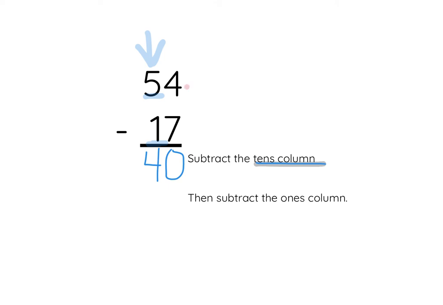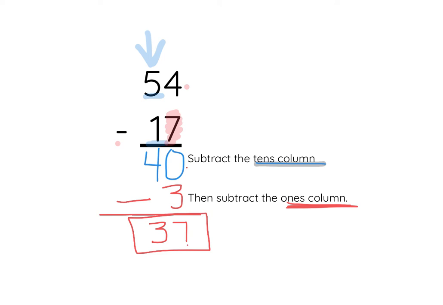Now 4 subtract 7. Notice the 7 is larger. So I'm going to be in the negative numbers. So 4 subtract 7 equals negative 3. That's the value of my ones column. Now I just use my partners, and I know that 40 subtract 3 equals 37 because 7's partner is 3.